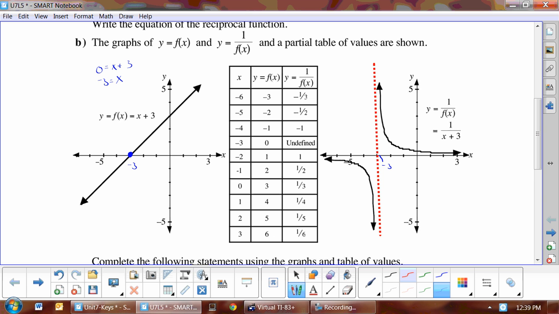Exactly. If I was to ask what the non-permissible is, everyone would remember that the non-permissible is when the denominator is equal to 0. So our non-permissible is -3. Exactly. You only have asymptotes when you have a rational.